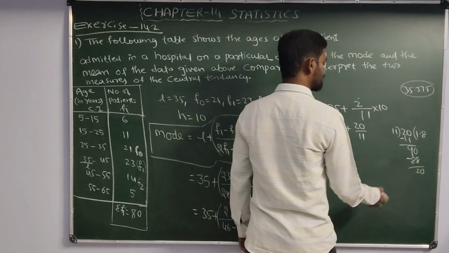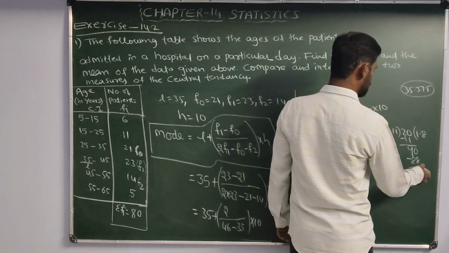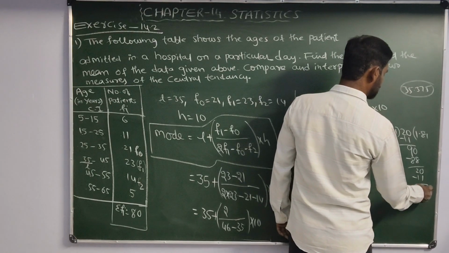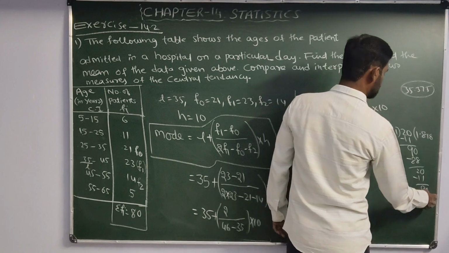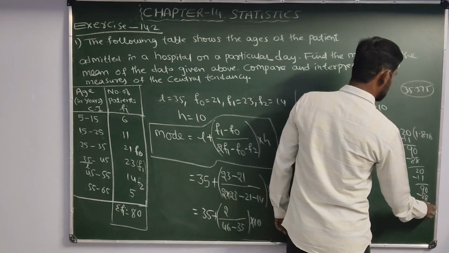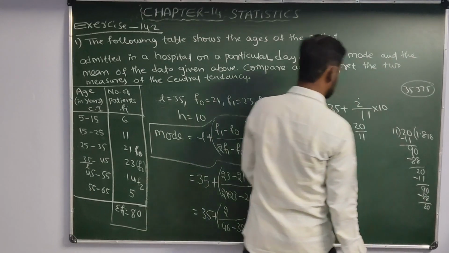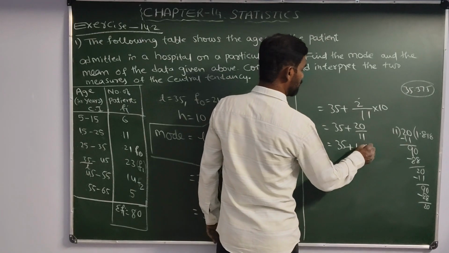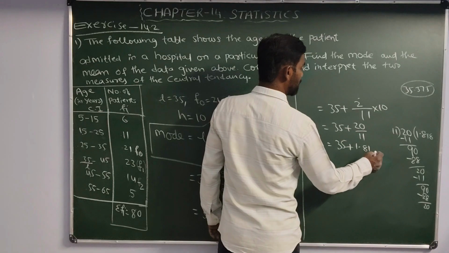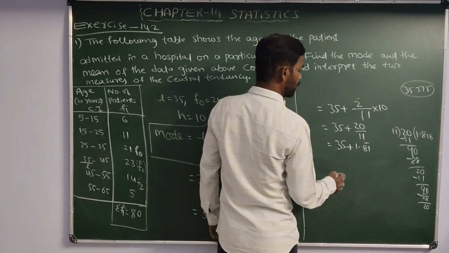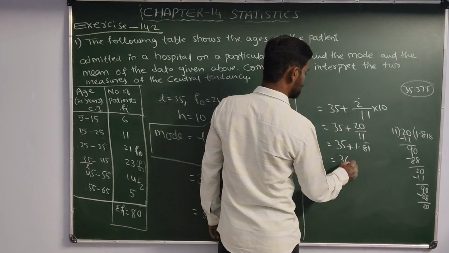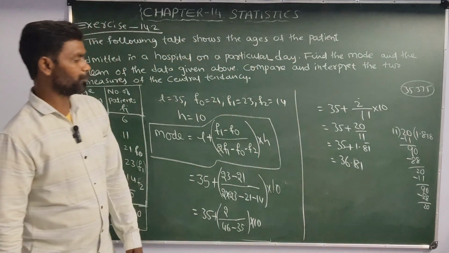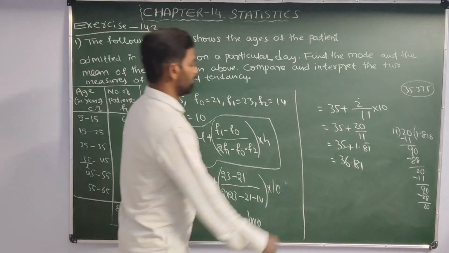So once again, we get the same values. 11 ones are 11. Again, we get 9, 0, 8. 11 eights are 88. So we get the same values. Okay. So we can write 35 plus 1.81 bar. So that is equal to 36.81. Now observe the mean and mode.